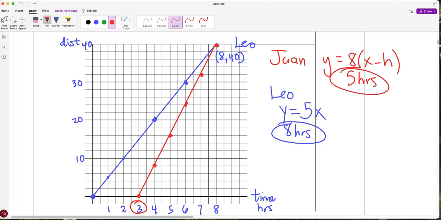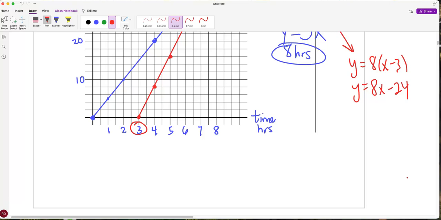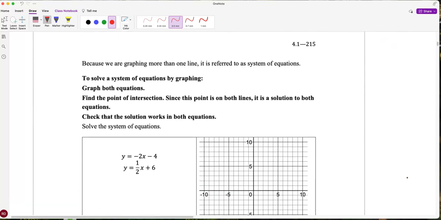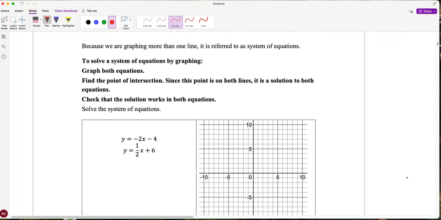So the point is, I was able to use a graph before I knew the equation, okay? So this equation is going to be y equals 8(x minus 3). So y is equal to 8x minus 24, okay? So this is an example of using a graph. Now, when we do this, this is called solving a system of equations by graphing.